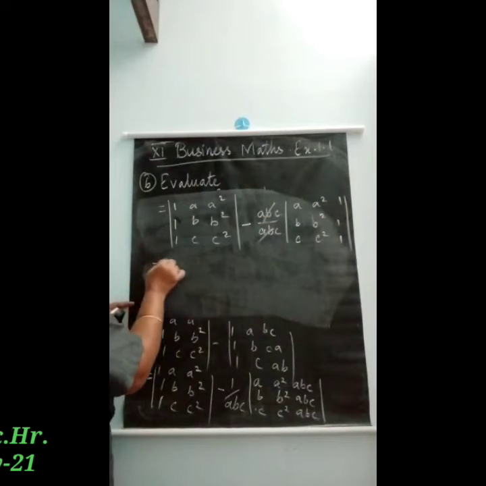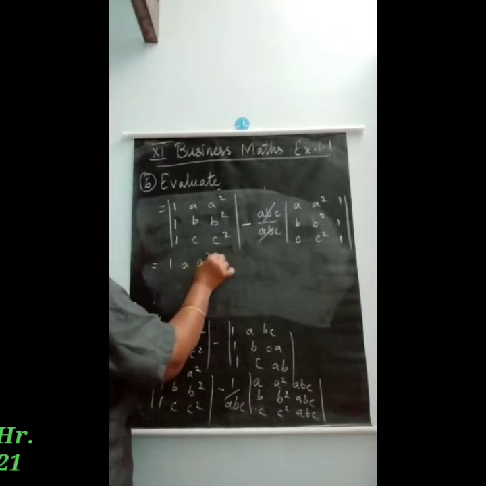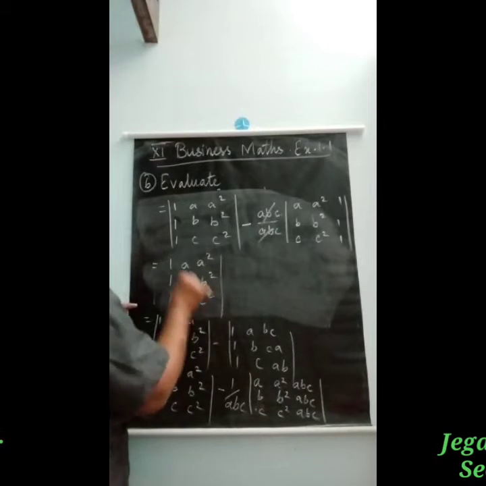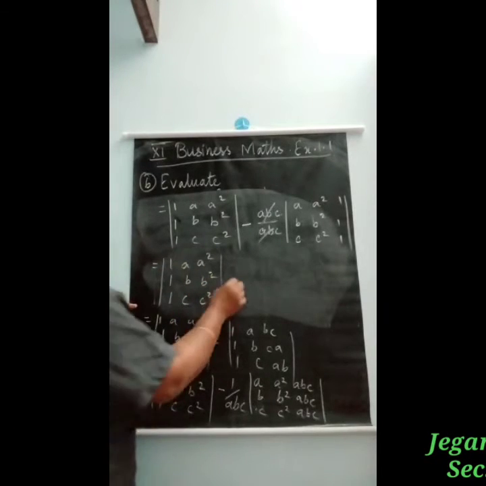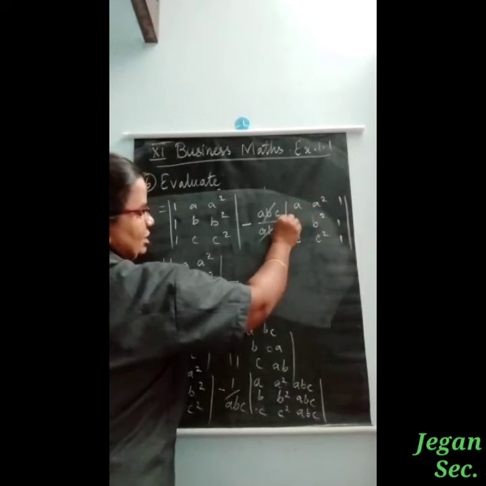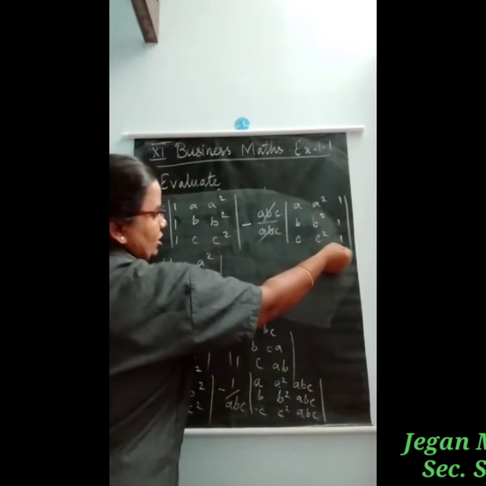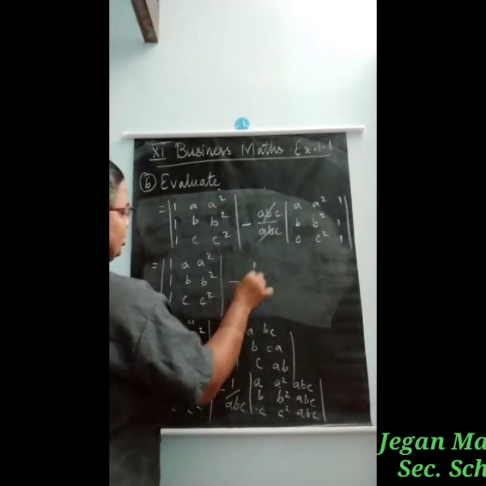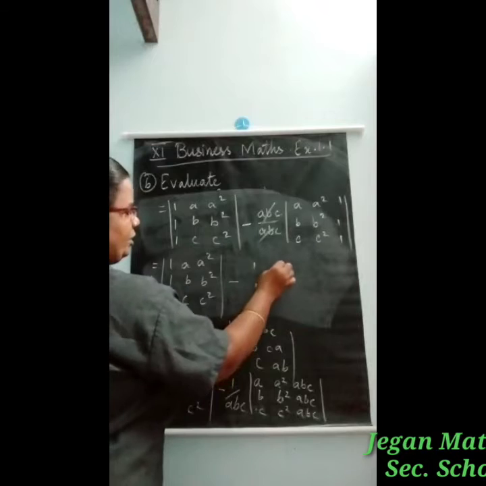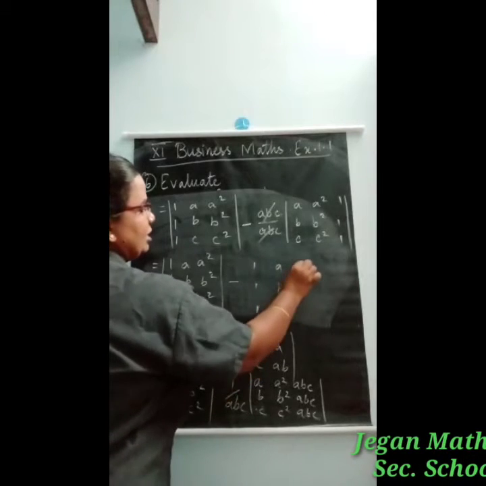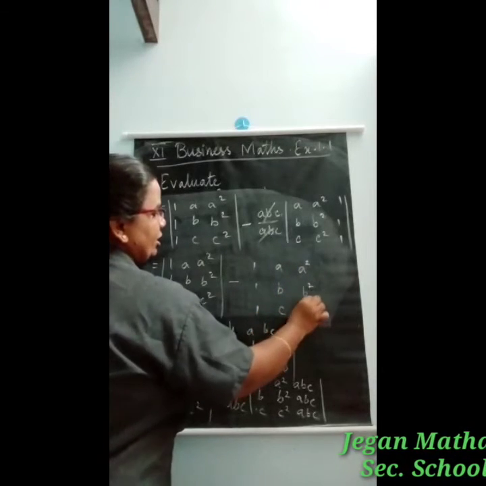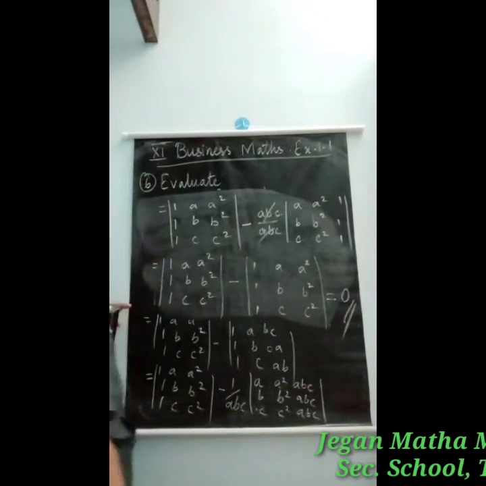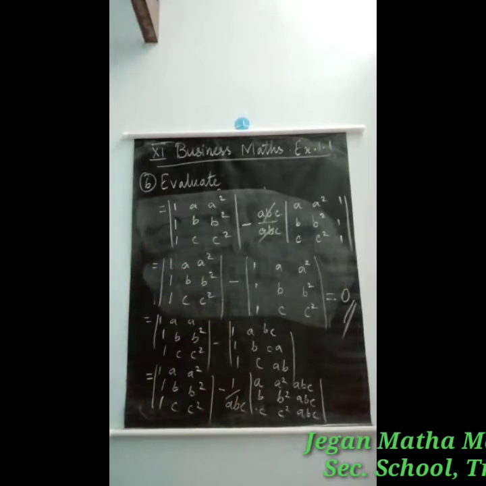So that is equal to the first determinant and minus, you have to interchange by property, you have to interchange this third column into first column. So like that 1, 1, 1; a, b, c; a², b², c², both are the same. So that is equal to 0. This is the answer. Evaluate, we will get 0.